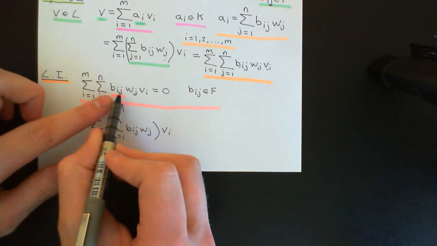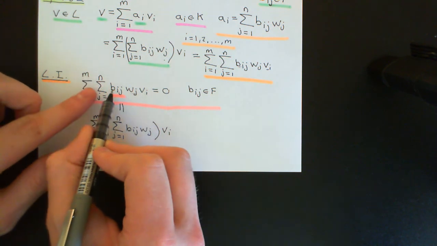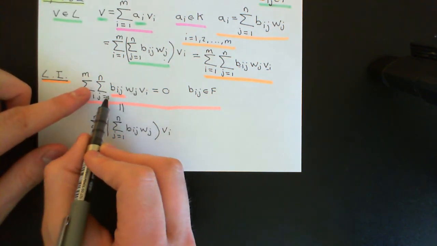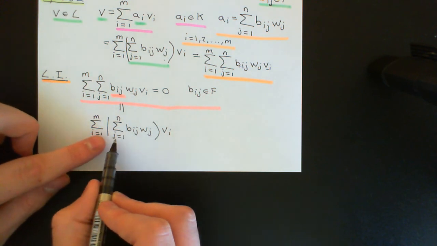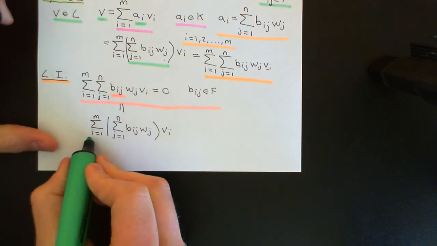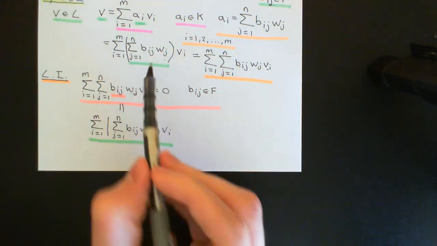So I have j equal to 1, j equal to 2, all the way up to j equal to n. I've collected all of those together, factorized out the vi, and then I've just got the sum of these bits that were in front of the vi's, which is exactly what I've got here. The sum from j equal to 1 to n of bij, wj. So that's what I've done here. I've factorized out the vi's, the reverse of what I did here, basically.